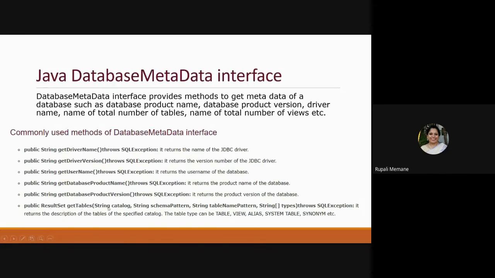Then ResultSet getTables. If I want to know the tables, there is not a single table. There are n number of tables. So what will I get? The catalog, what you want, then the schema pattern, then the table name pattern as a string, and so on.